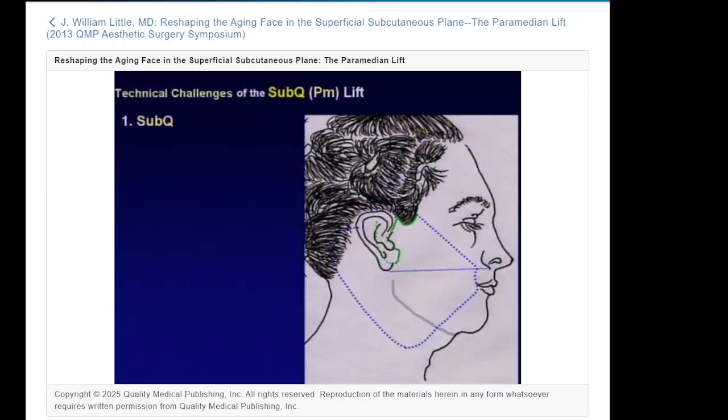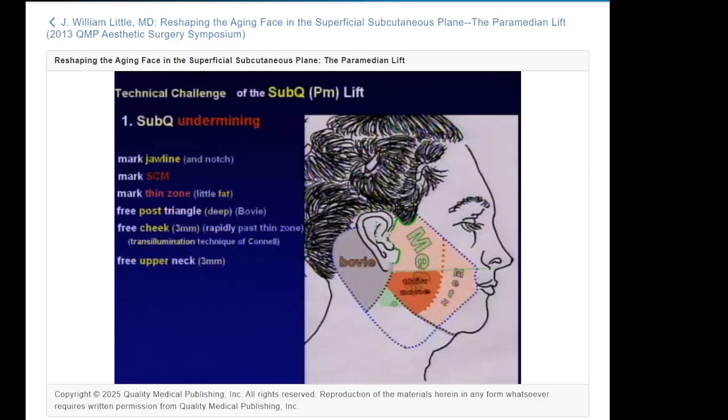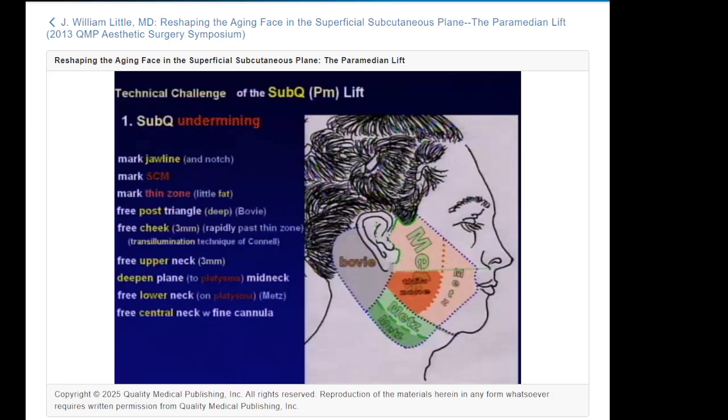What are the technical challenges to this? Well, there's only one. It's the undermining, and that's a bit of a challenge, I think, in all of our facelifts. I mark the jawline notch, I mark the sternocleido, and then from that jawline notch, I set up what I consider the thin plane, the thin zone, and that's the zone of a little bit of danger. I do the posterior zone with a bovie. I do this with a Metzenbaum scissors, transilluminating, Bruce Cannell's technique that Tim has taught us all how to do rapidly in front. And then I go another 3 millimeters, halfway down to the neck, and then the bottom part is right on the platysma, as Joel mentioned. And I do the central neck with lipo.